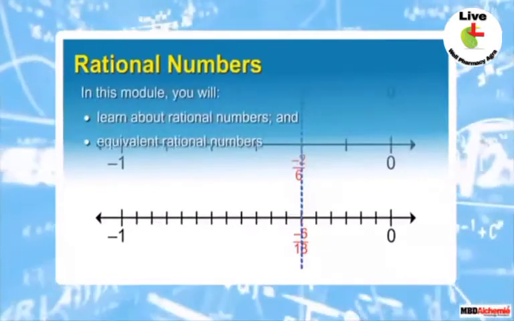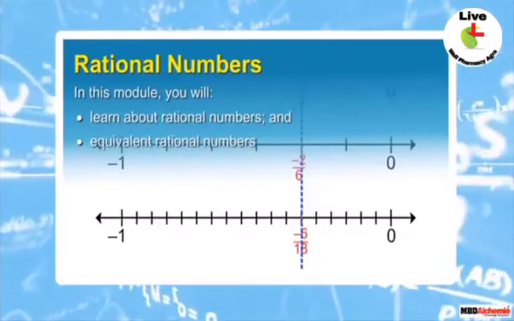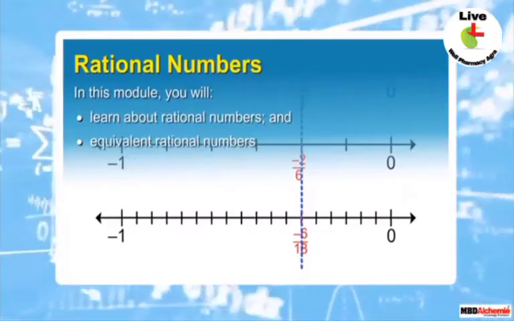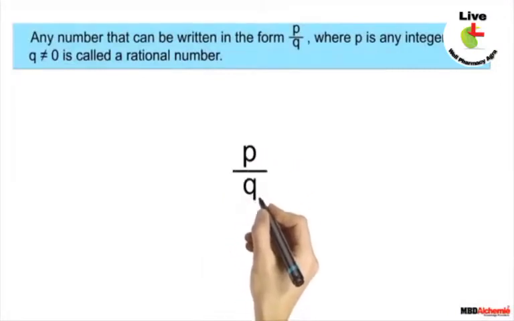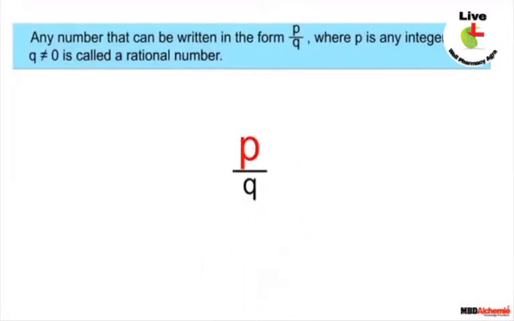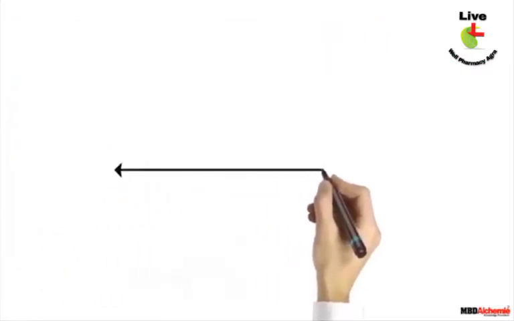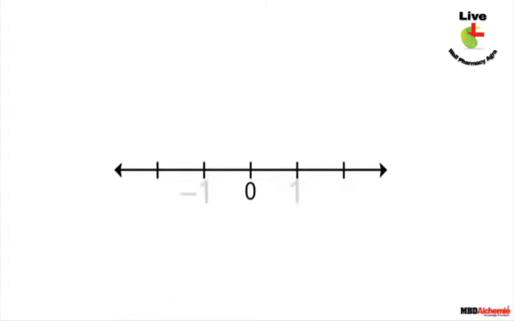Rational numbers. In this module, you will learn about rational numbers and equivalent rational numbers. We know that any number that can be written in the form p upon q, where p is any integer and q is not equal to 0, is called a rational number. Now we will learn how to represent rational numbers on a number line.